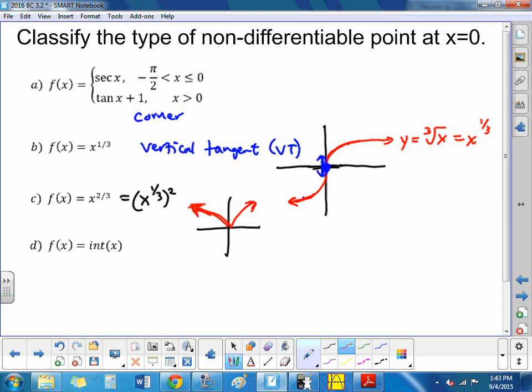But do you recognize this scenario? Is that a corner or a cusp? What is that thing? This is a cusp. Right.